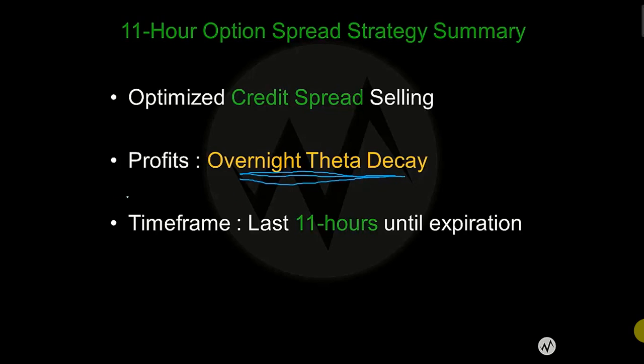But basically the strategy involves an optimized way of selling credit spreads on a very short time scale. The profits that we generate come primarily from overnight theta decay. All right? Overnight theta decay. The time frame that we are trading is the last 11 hours that a weekly option has until expiration. The last 11 hours. Now, someone's going to ask me, is it exactly 11 hours? Can it be 12? Can it be 10? Yes.